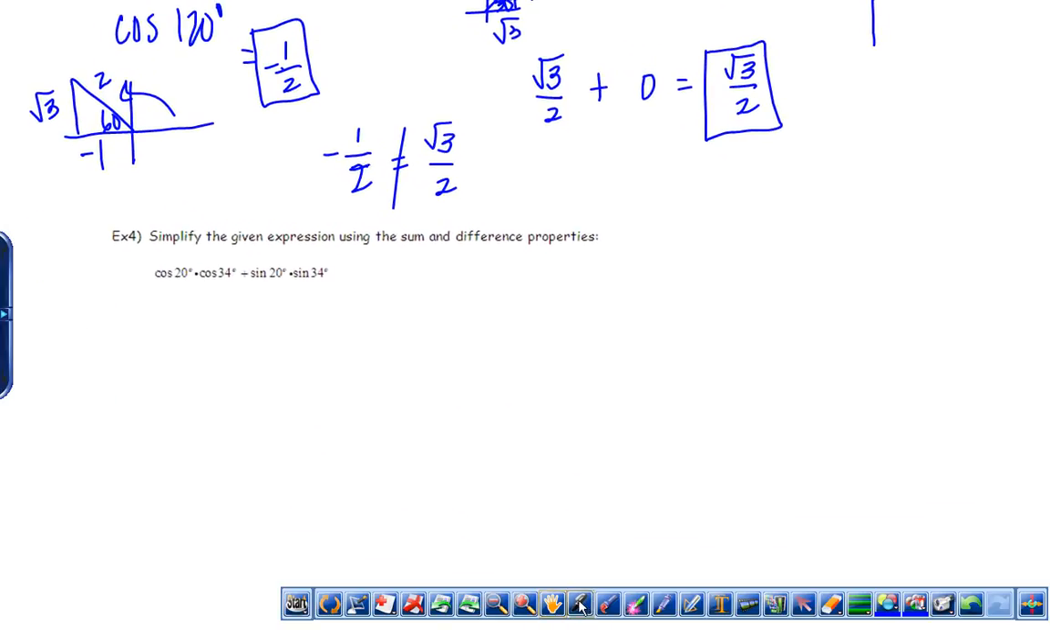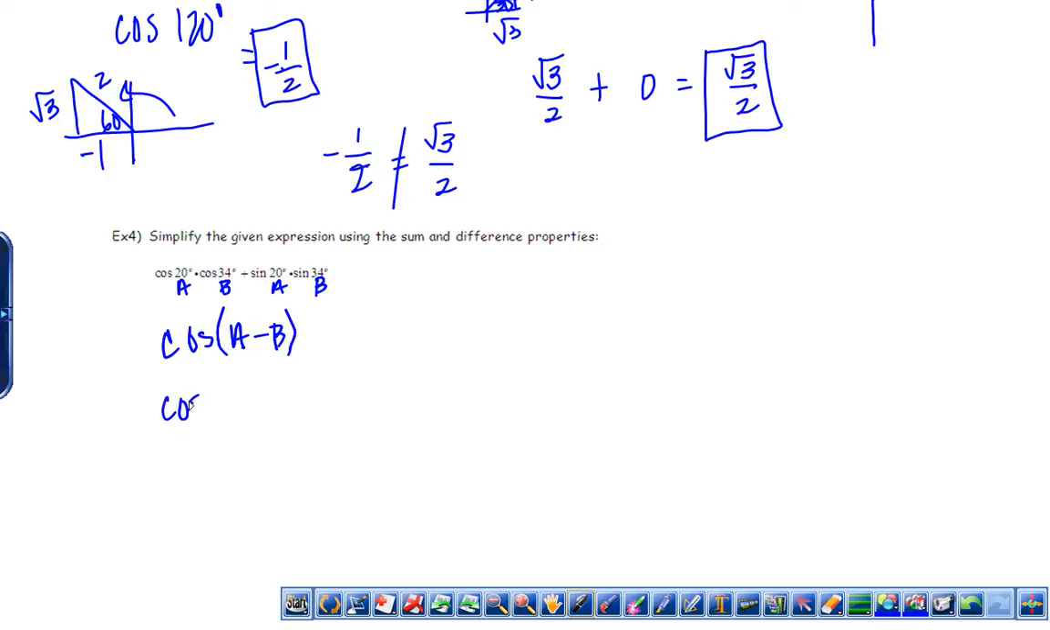Okay, number 4 says simplify the given expression using some different properties. Okay, so again, I'm looking at the bottom of your worksheet, and it says simplify it. So I'm looking for a property that shows cosine times cosine plus sine times sine. And it looks like there should be an A and a B. Again, this is an A and a B. Okay, so it looks like we can simplify this down to a cosine of an A minus B formula.